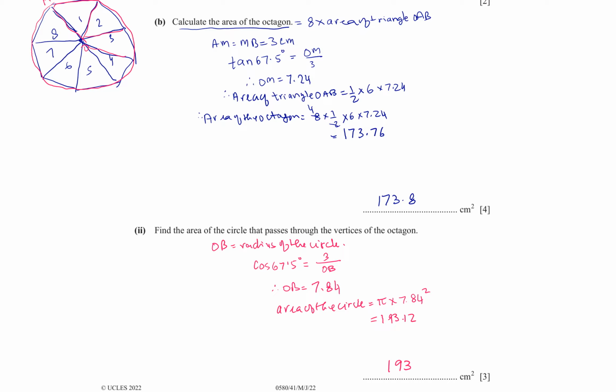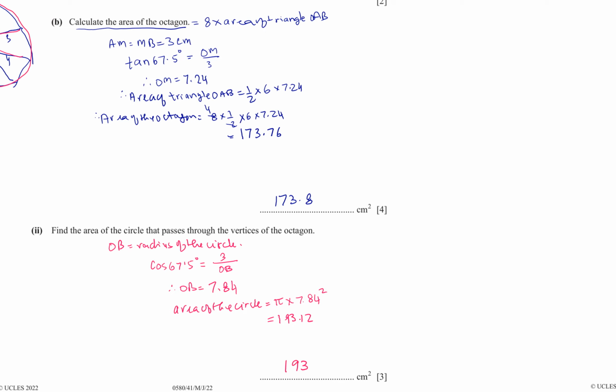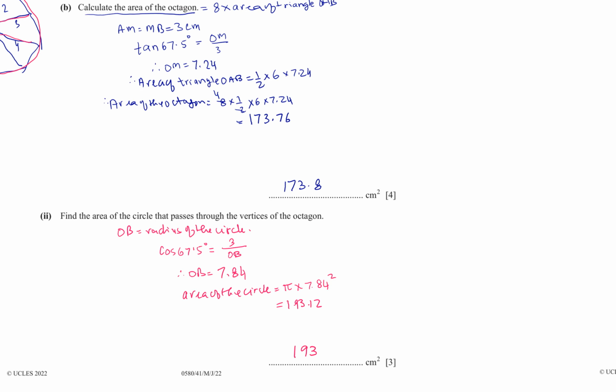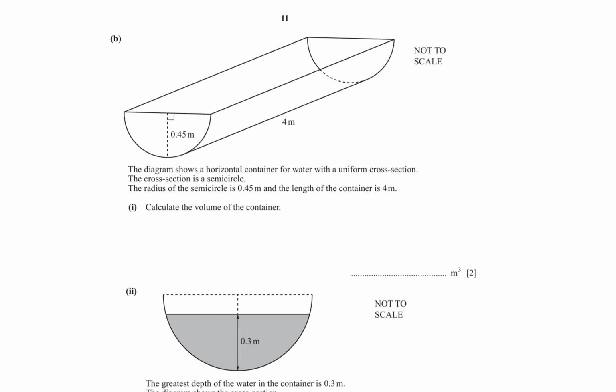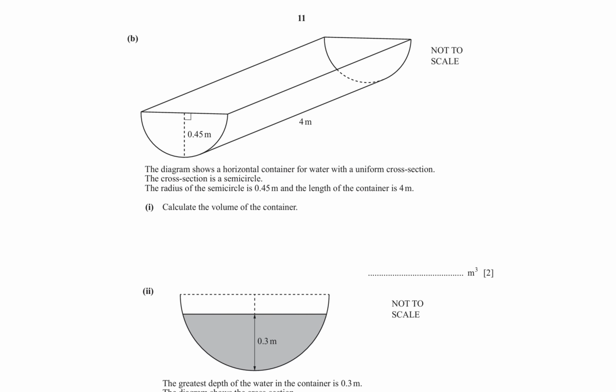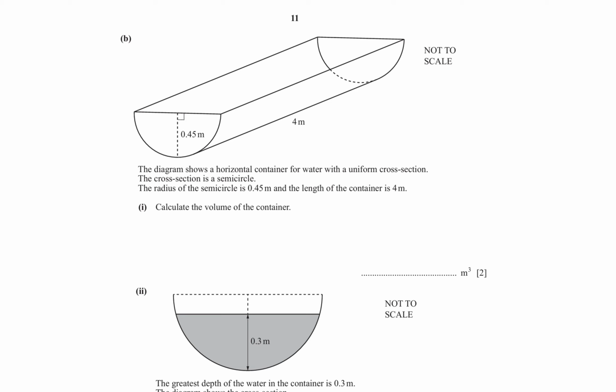So then the next bit, is there anything else? No. The next bit is we need to find, the diagram shows a horizontal container for water with a uniform cross section. The cross section is a semicircle. The radius of the semicircle is this, and the length of the container is this. So we need to find the area of the cross section.